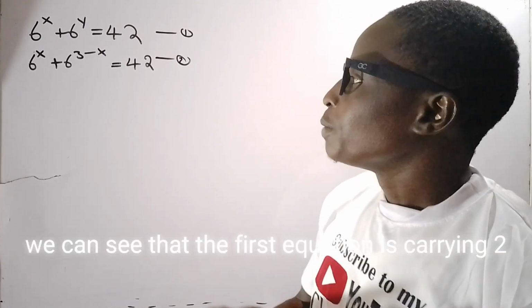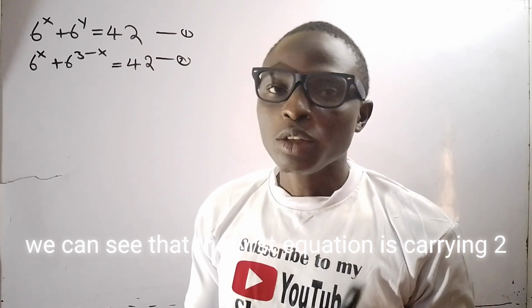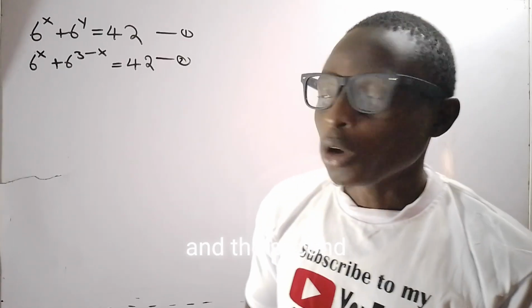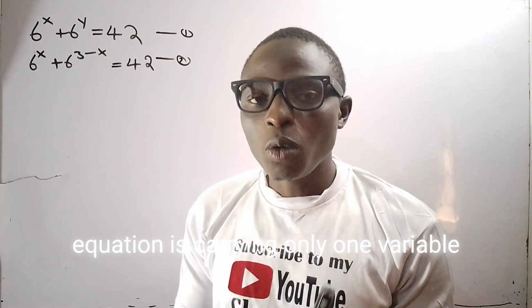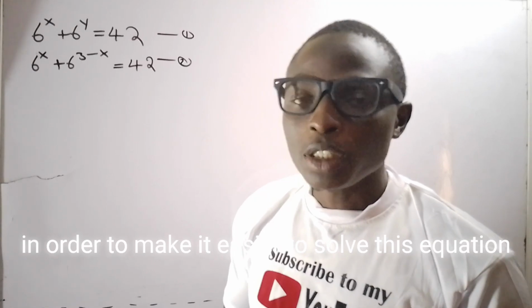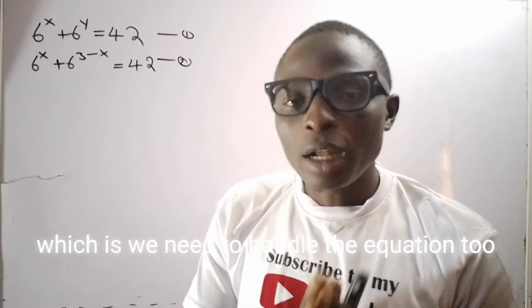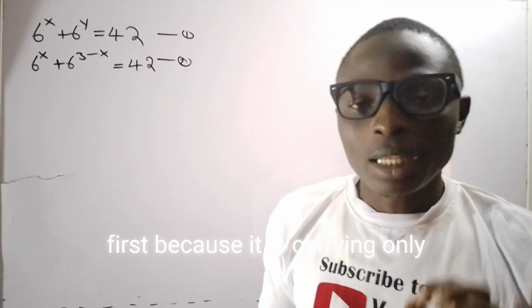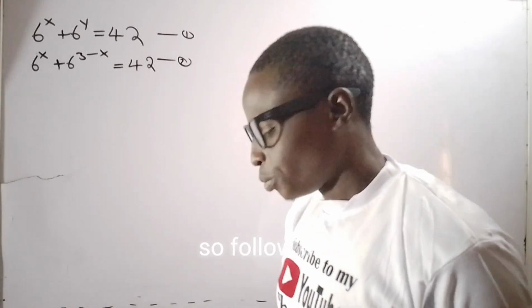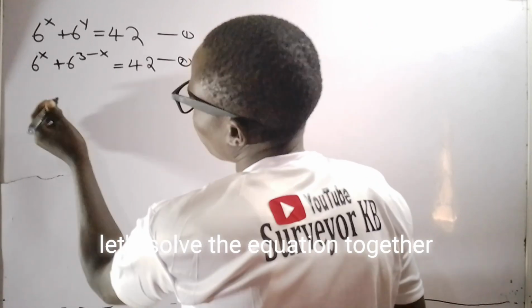We can see that the first equation is carrying two different variables, that is x and y, and the second equation is carrying only one variable, that is x. So in order to make it easier to solve this equation with ease, we need to handle equation 2 first because it is carrying only one unknown. So follow me, let's solve the equation together.